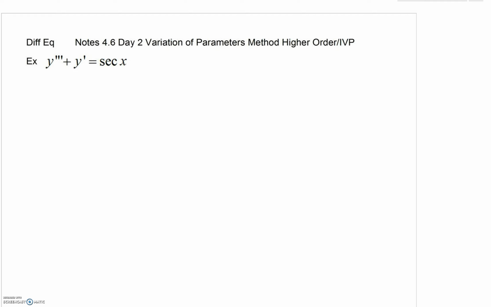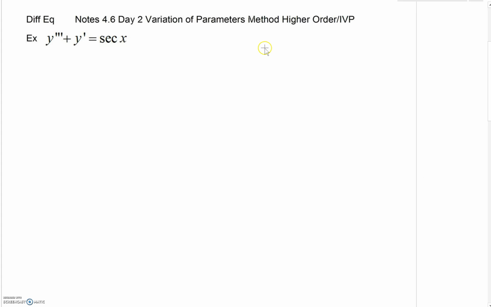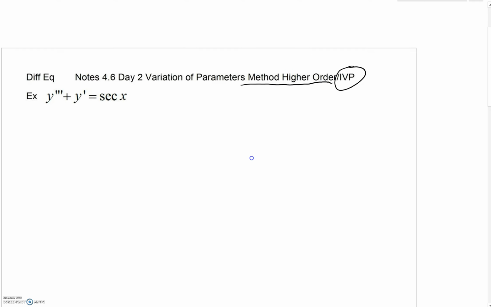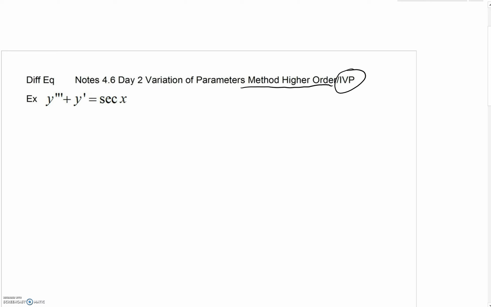Differential equations, we're in section 4.6, day 2, working on what we did last time, the variation of parameters, but this time higher order. That is higher derivatives. We might see third derivatives, fourth derivatives, whatever it might be. Also, we'll take a look at an IVP, an initial value problem, for our second example.